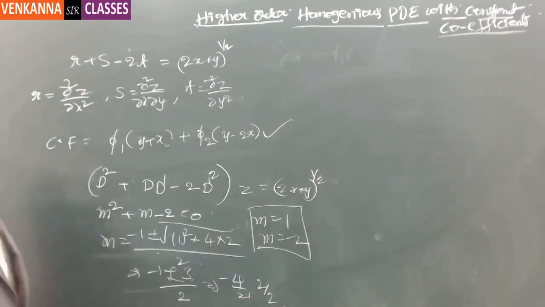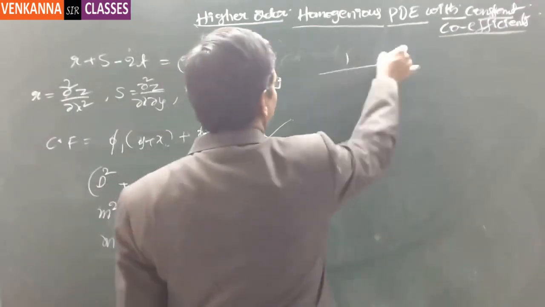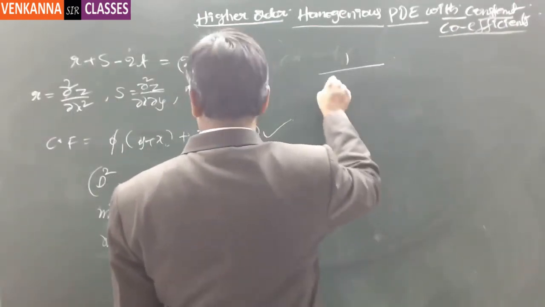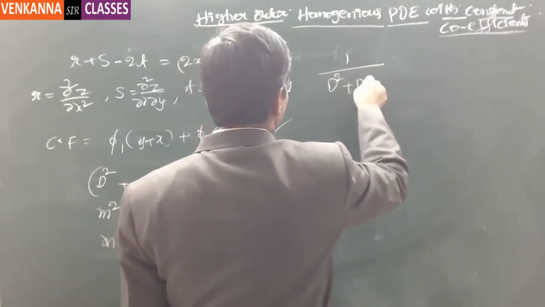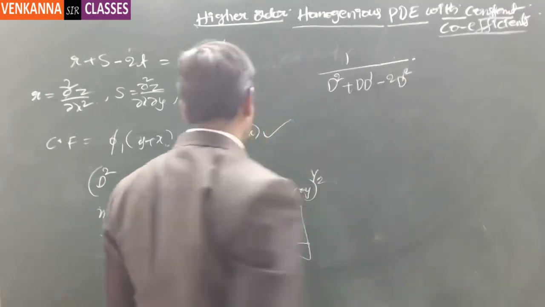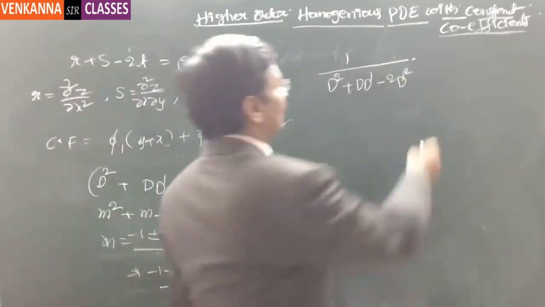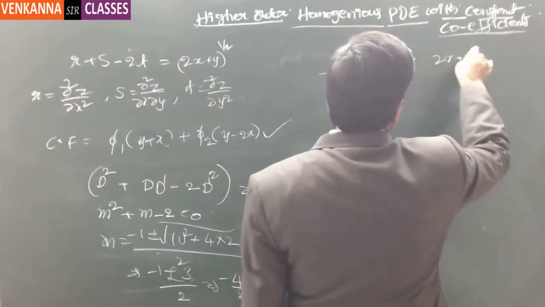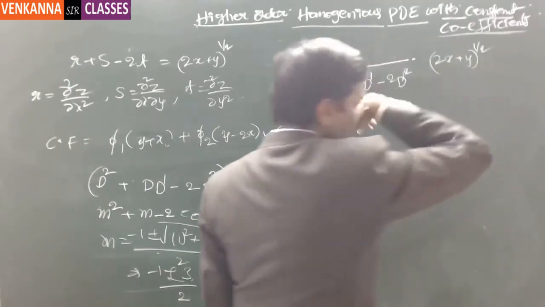And coming to the particular integral, you have to calculate the particular integral 1 by D squared plus DD dash minus 2D dash squared, operated on the function (2x plus y) whole power 1 by 2. So on this function we have to operate it.